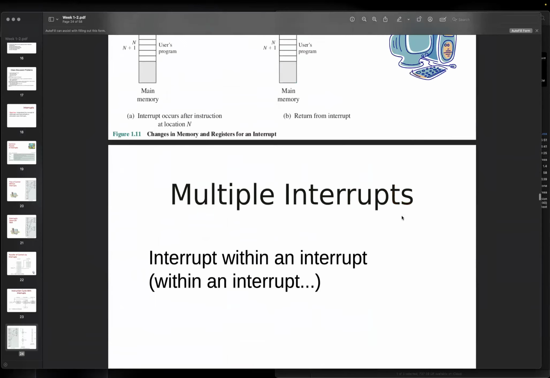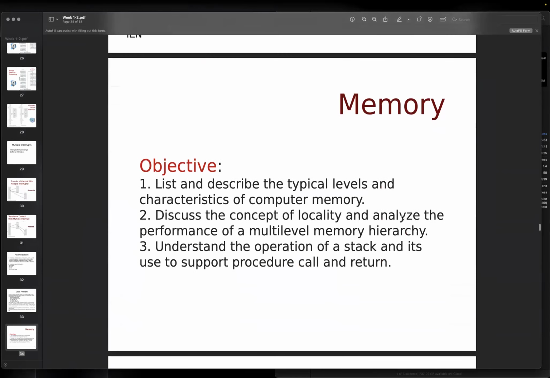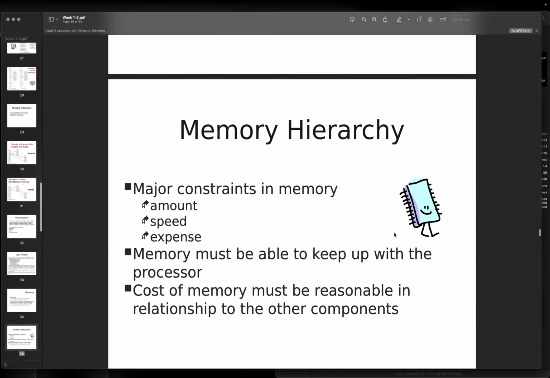After we finish this part, we will move on to memory. When we talk about memory, we will try to list and describe the types and levels of characteristics of computer memory. We are also going to talk about concepts related to locality and analyze the performance of multi-level memory hierarchy. Next, we try to understand the operation of the stack and its use in supporting procedure call and return. That is what we are going to discuss.